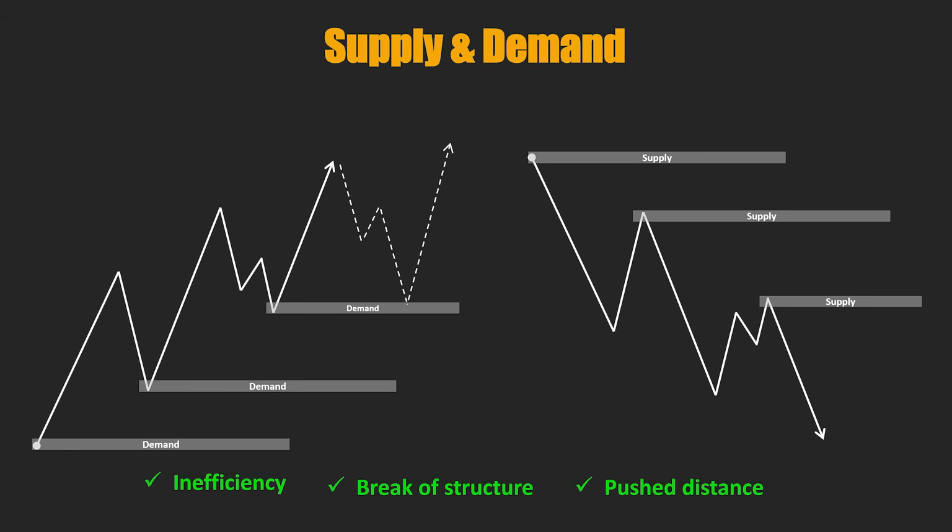However, there are several key factors to consider when identifying valid supply and demand areas for trading: inefficiency, break of structure, and the push distance. Each of these concepts serves as a critical clue to help confirm the strength and reliability of the zone.